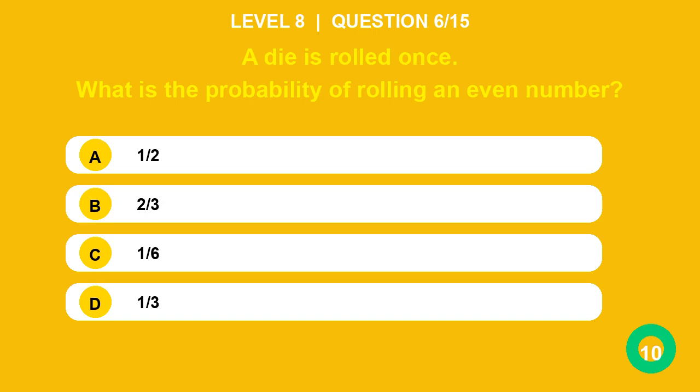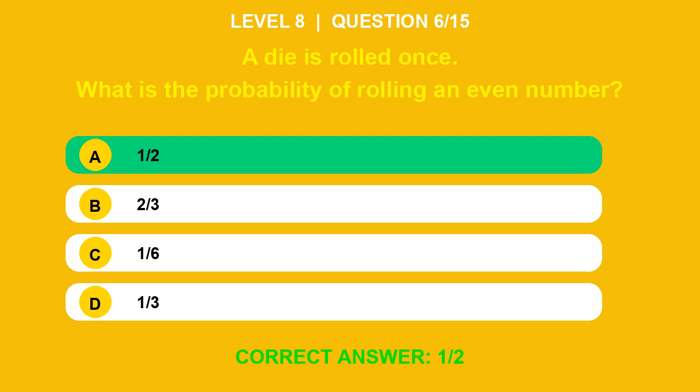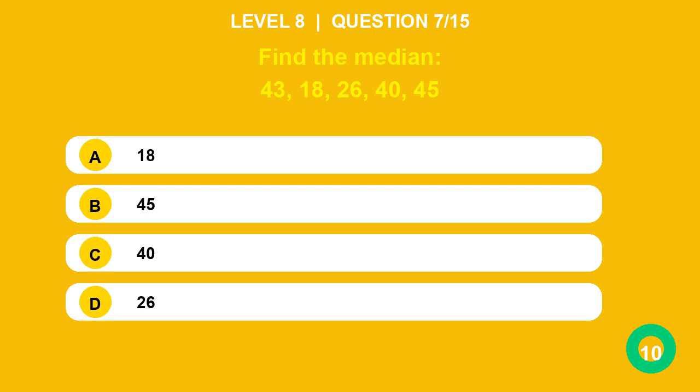A die is rolled once. What is the probability of rolling an even number? Answer is 1/2. Find the median. 43, 18, 26, 40, 45? Answer is 40.